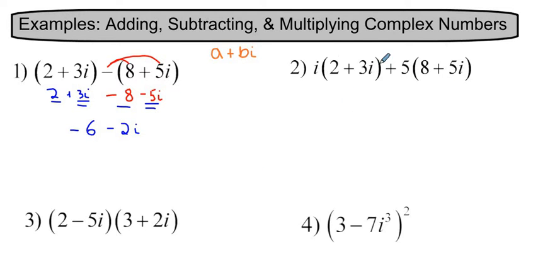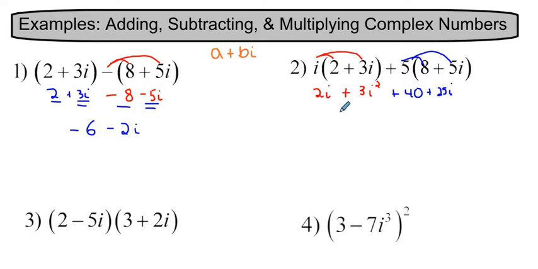So over here we have a little bit more distributing to do. Let's see what happens if we distribute this i here. We will get 2i plus 3i squared. And then here, if we distribute this 5, we'll get 40 plus 25i. I wanted to show you this because we end up getting something that looks like a quadratic. I forgot to put my square here. i times i is i squared. That's what I meant by it looks quadratic.